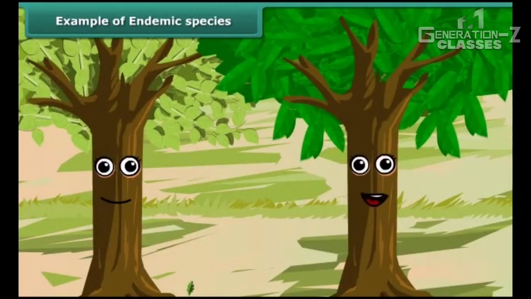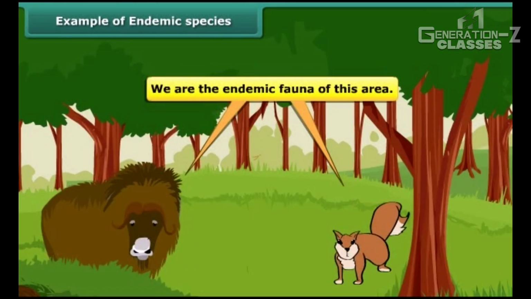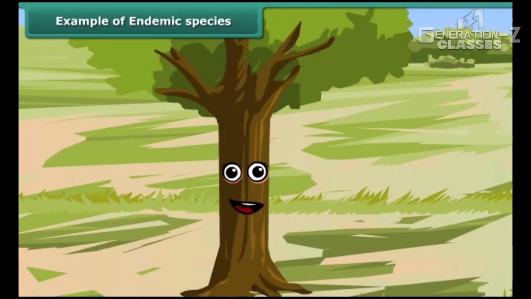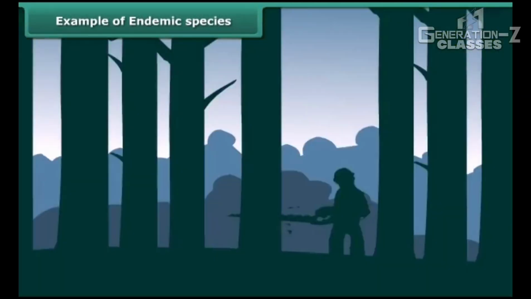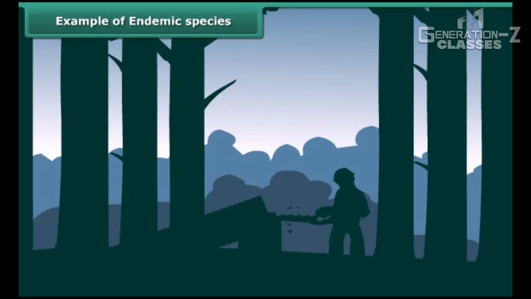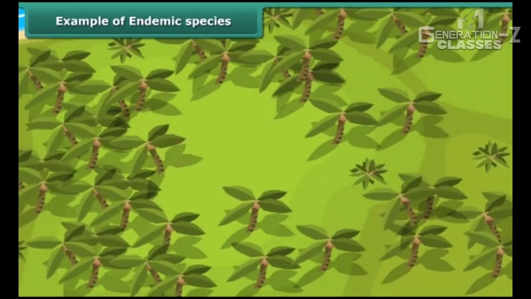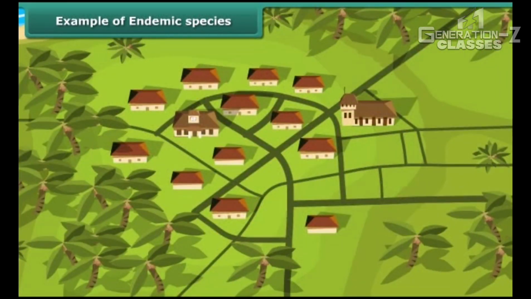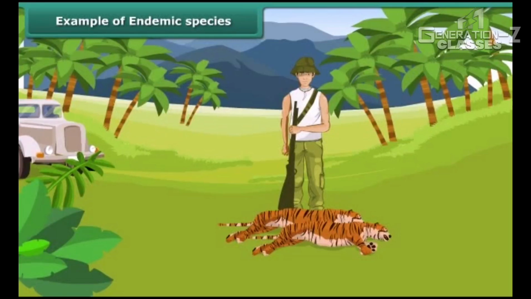We are the two endemic flora of the Pachmarhi Biosphere Reserve. We are the endemic fauna of this area. What factors endanger endemic species? Well, humans are the main reason. The destruction of their habitat, increasing human population, and introduction of new species may affect the natural habitat of endemic species and endanger their existence.